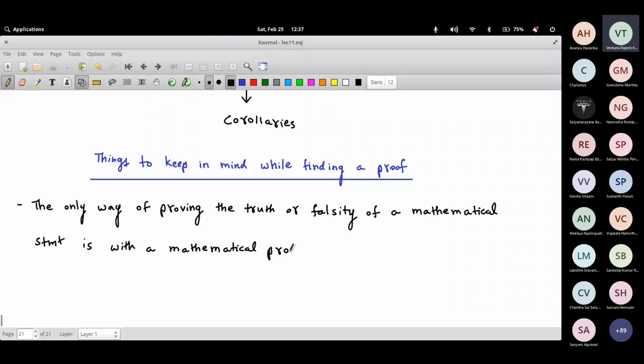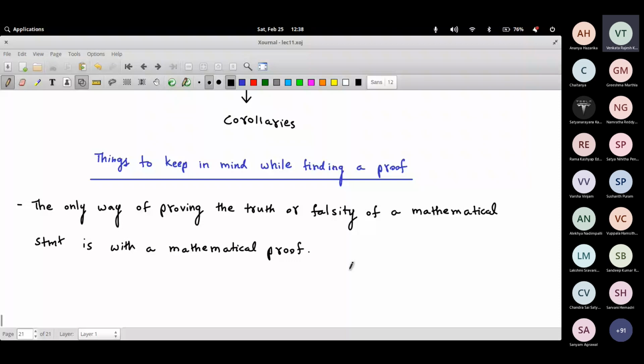So basically, I may be having a mathematical statement like 2 is even, or the area of a triangle is half BH, or area of a circle is pi r square. I can have many mathematical statements. Now, the only way of proving or disproving those statements is to actually sit down and write a proof. Okay, there is no other way.